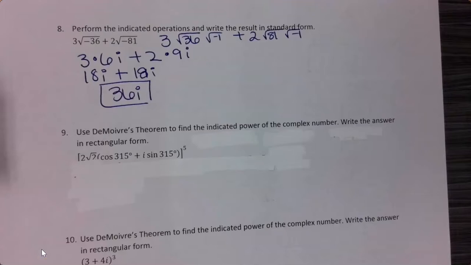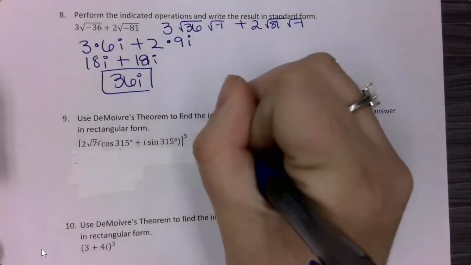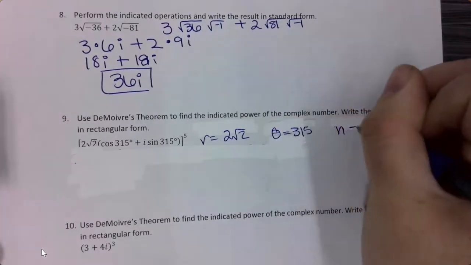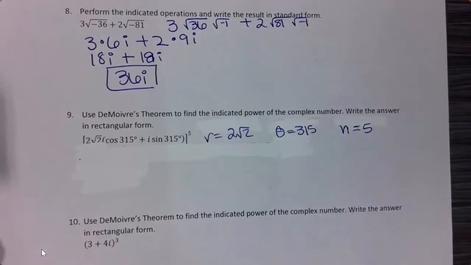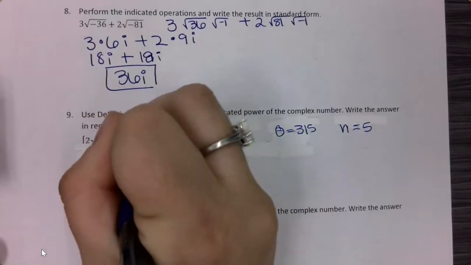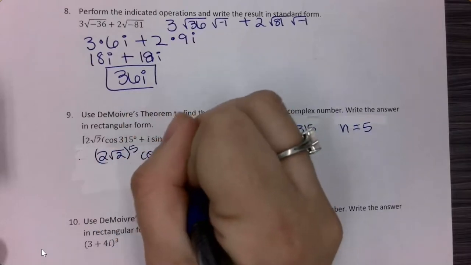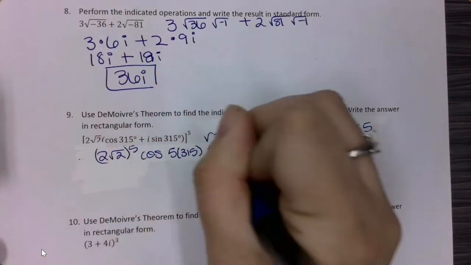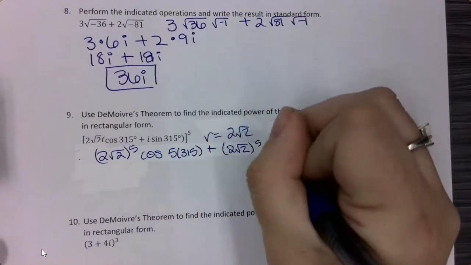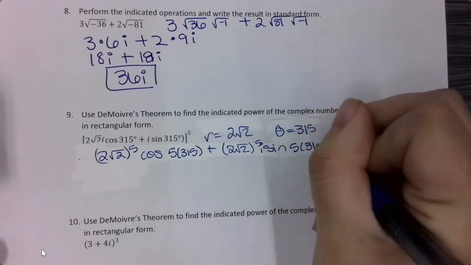Okay, so I am going to use this on number 9. My r is 2 square root of 2. My theta is 315, and my n is 5. So the first thing I want to do is I want to write this out. I'm going to have 2 square root of 2 to the 5th power times cosine 5 times 315 plus 2 square root of 2 to the 5th power i sine 5 times 315.